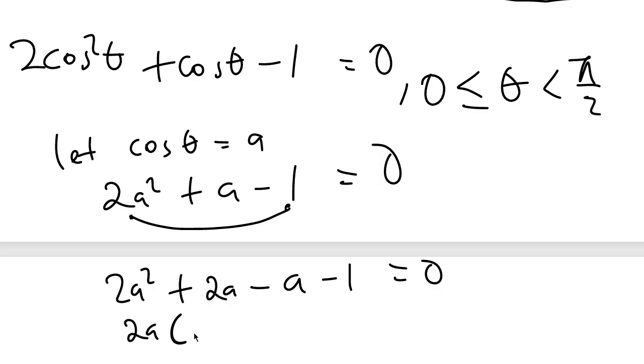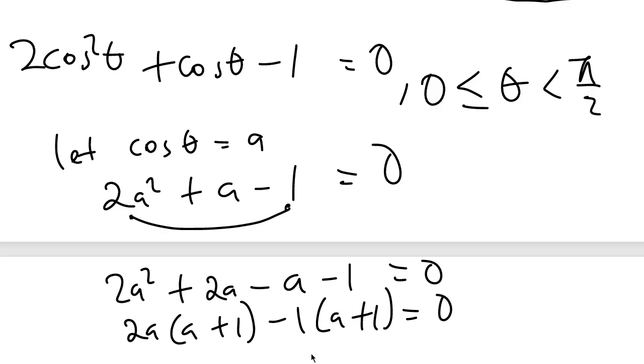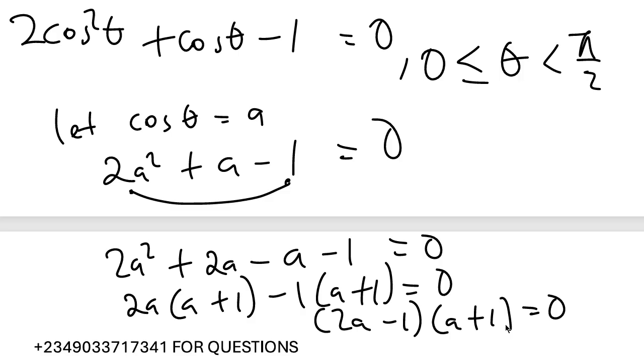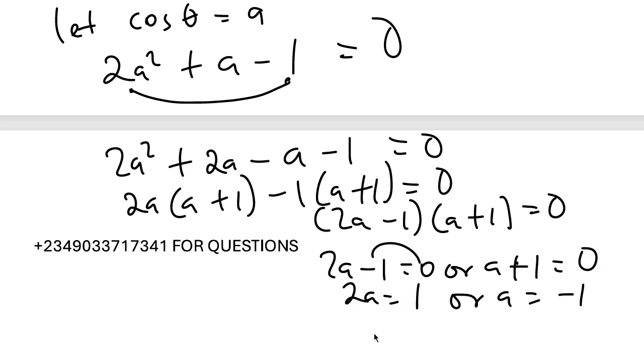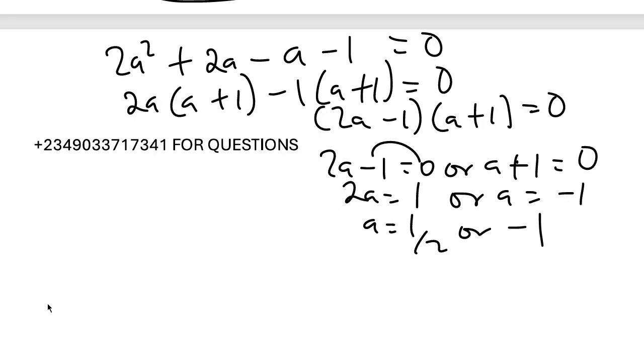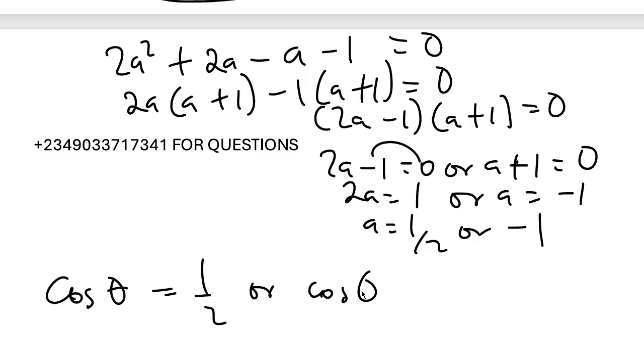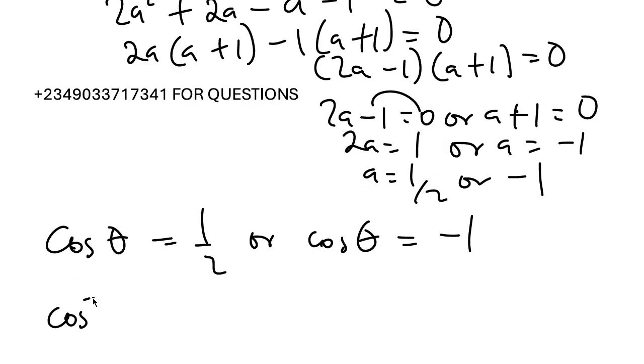That will be 2a into a plus 1 minus 1 into a plus 1 by factorization. And then we have that 2a minus 1 into a plus 1 is equal to 0. And then 2a minus 1 is equal to 0, or a plus 1 is equal to 0. When this crosses, 2a is equal to 1, or a is equal to minus 1. That means a is half, or what? Minus 1. And then you now recall that cos theta is equal to a. So cos theta is equal to 1/2, or cos theta is equal to what? Minus 1. So the question now is, what is the cos inverse of what?